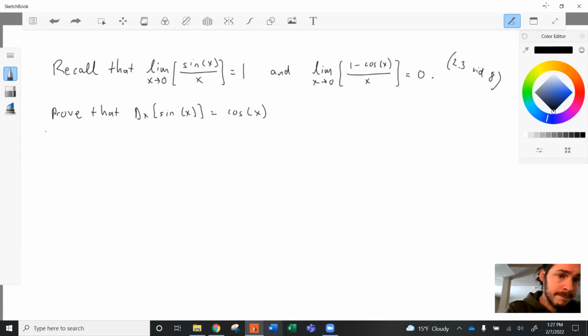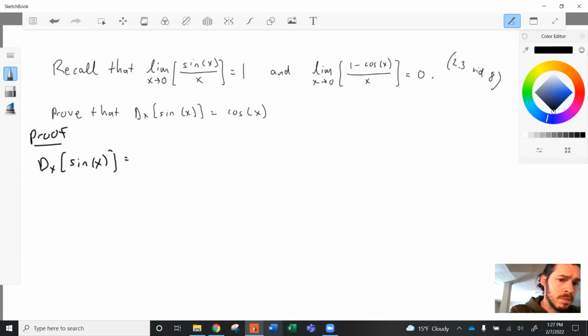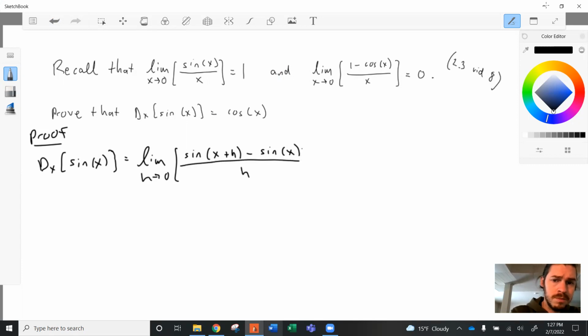So first, to begin the proof, we'll do what we always do when we want to find a derivative. We'll set up the limit of a difference quotient. I'm going to write that this is the limit as h approaches 0. Then I'm going to write sine of x plus h minus sine of x, and then all over h, like that.